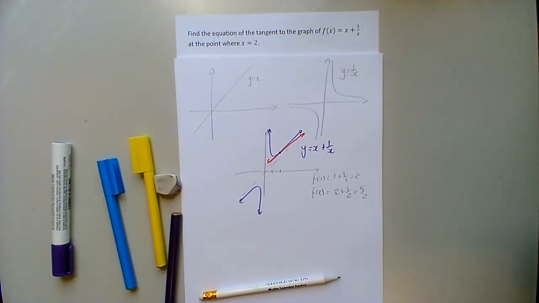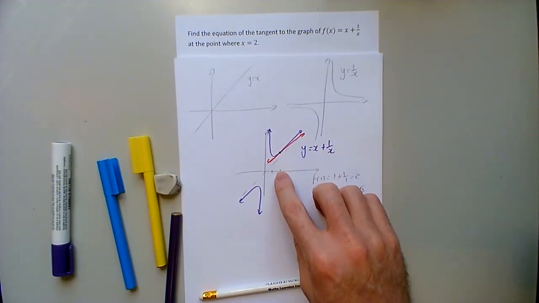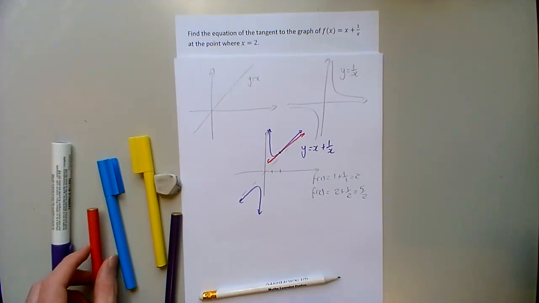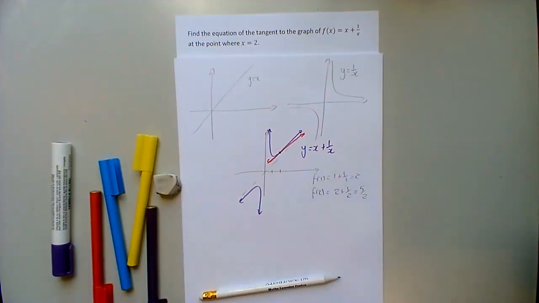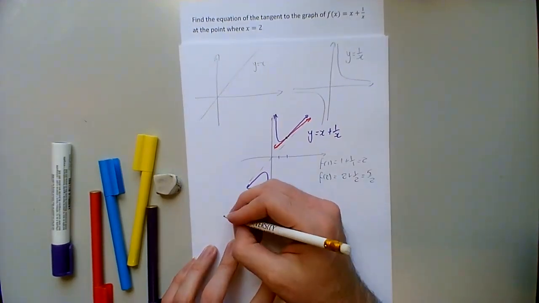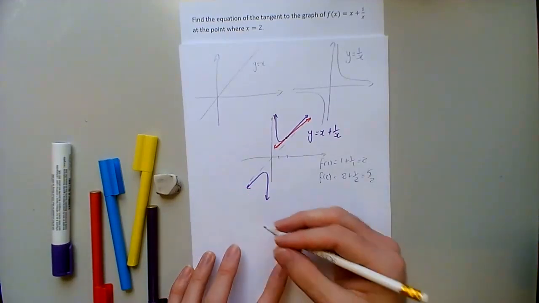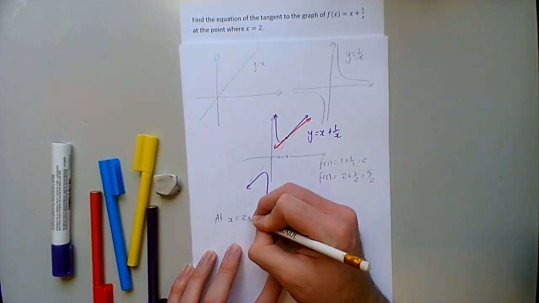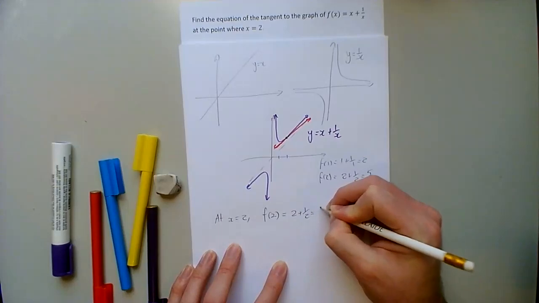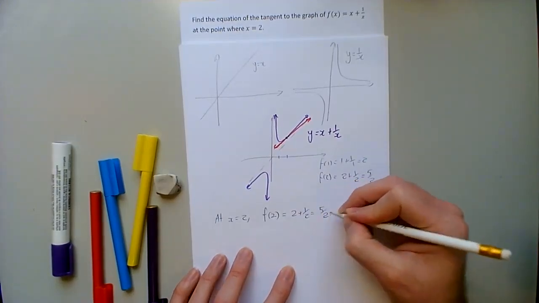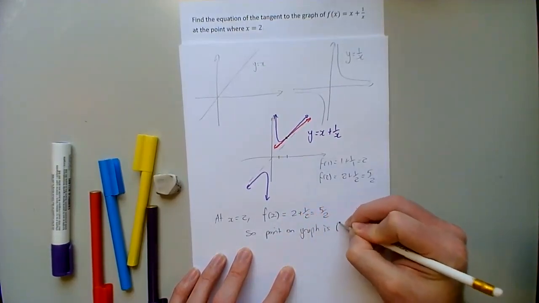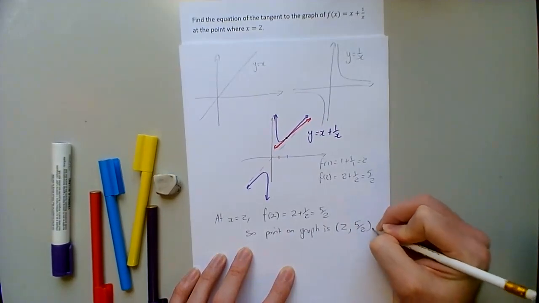Okay, so I have a line that passes through this point, which has x coordinate 2 and y coordinate 5 over 2, and has slope a little bit less than 1. And so that's what I need to do. I need to find the slope, and the slope will be exactly the derivative of that function at that point. Okay, cool, I've got a plan. So let me just do that all again formally. At x equals 2, f of 2 is 2 plus 1 over 2, which is 5 over 2. So the point on the graph is (2, 5 over 2).